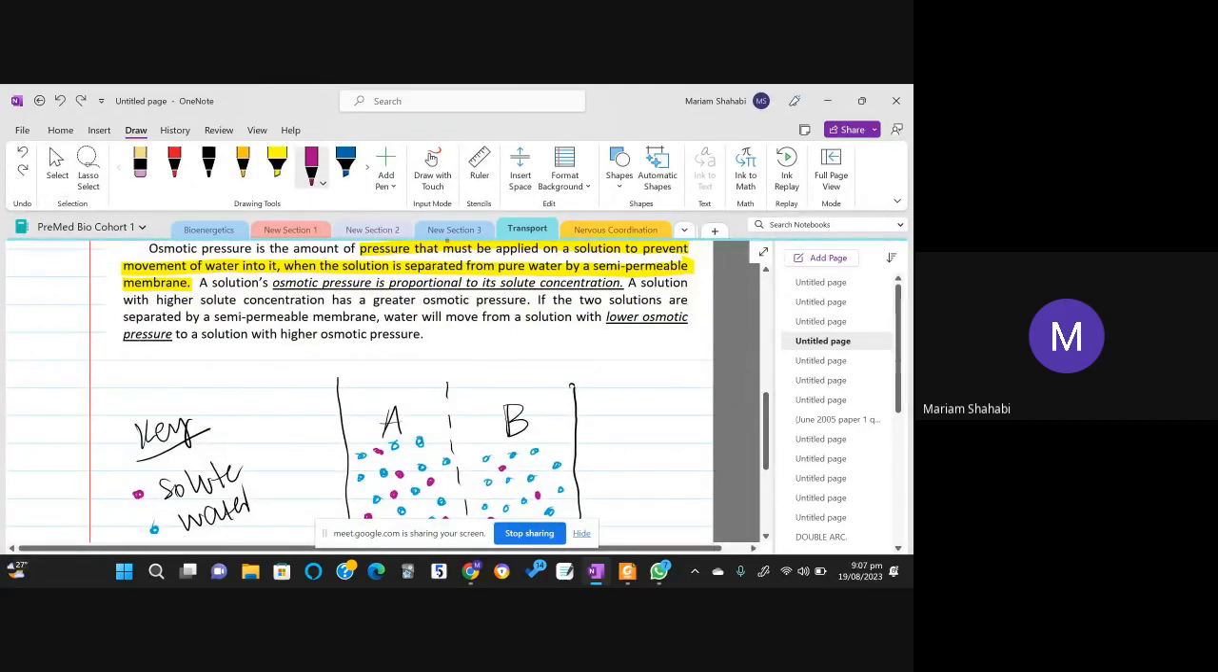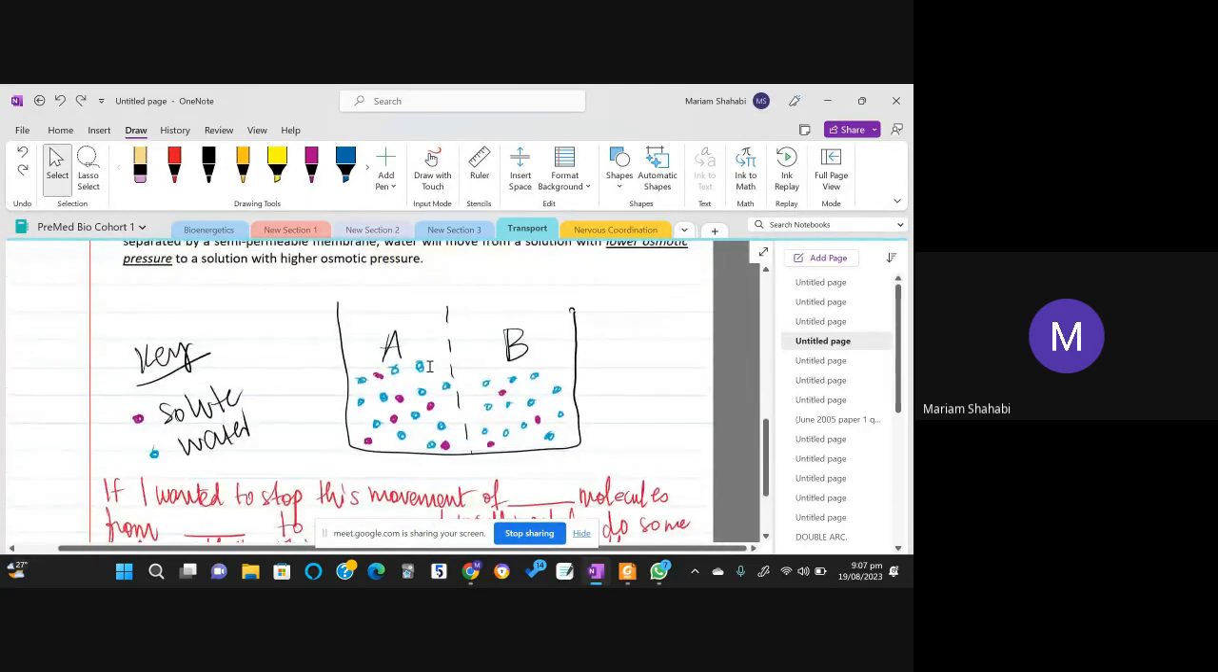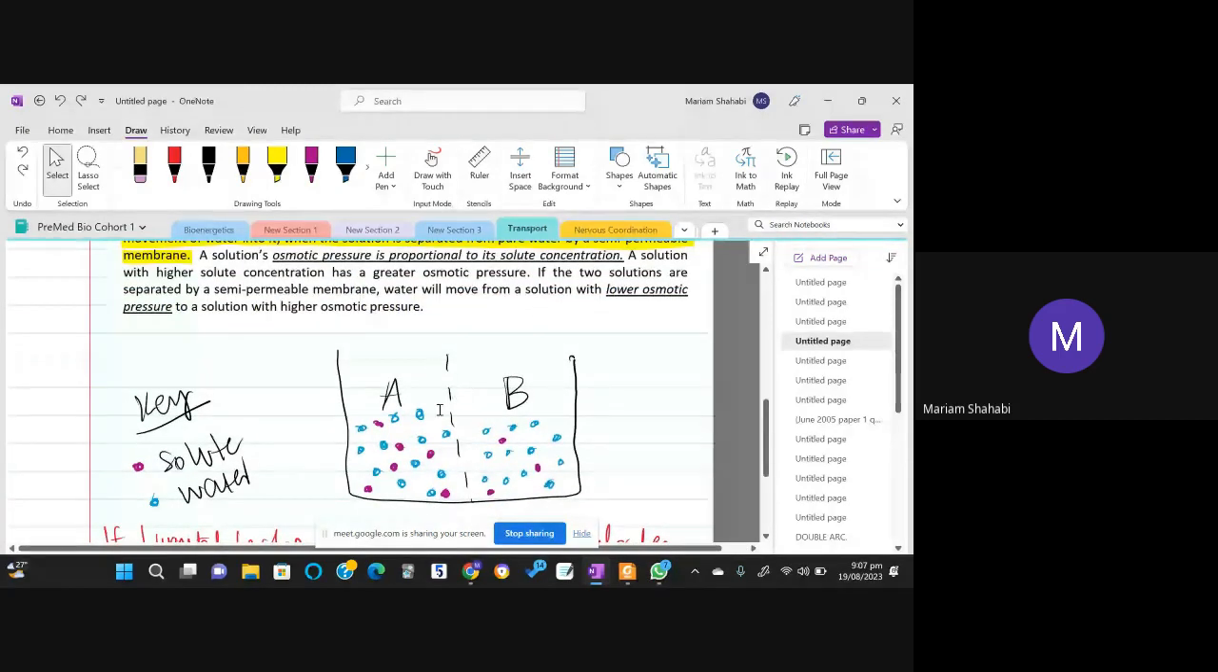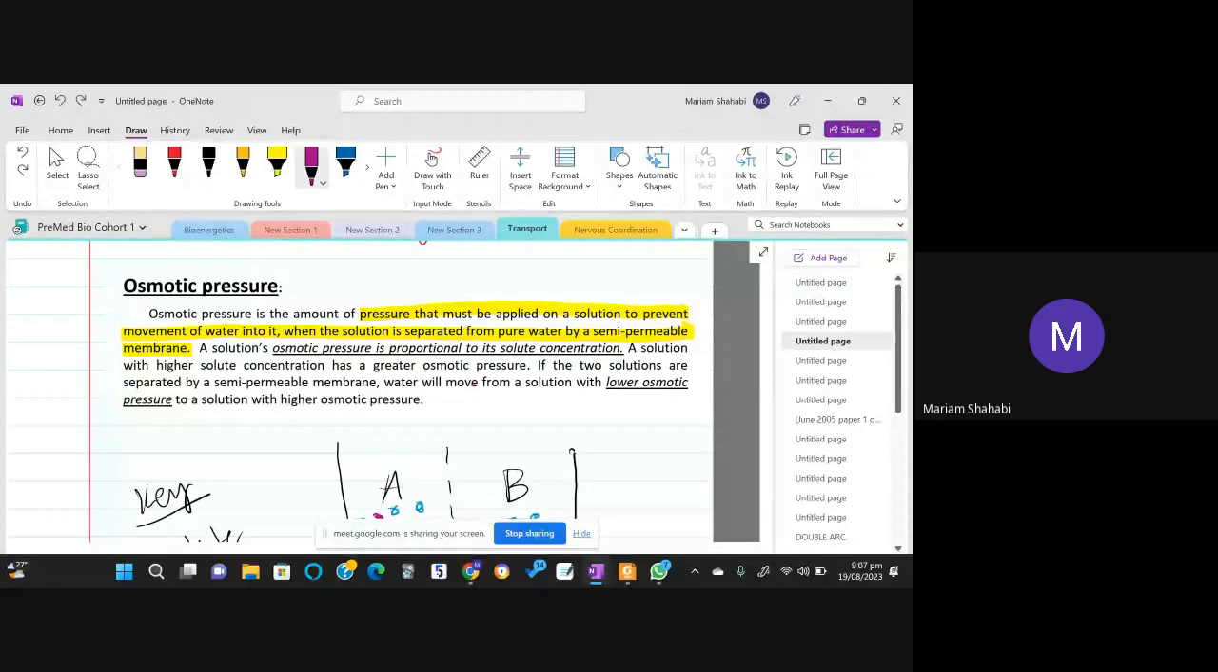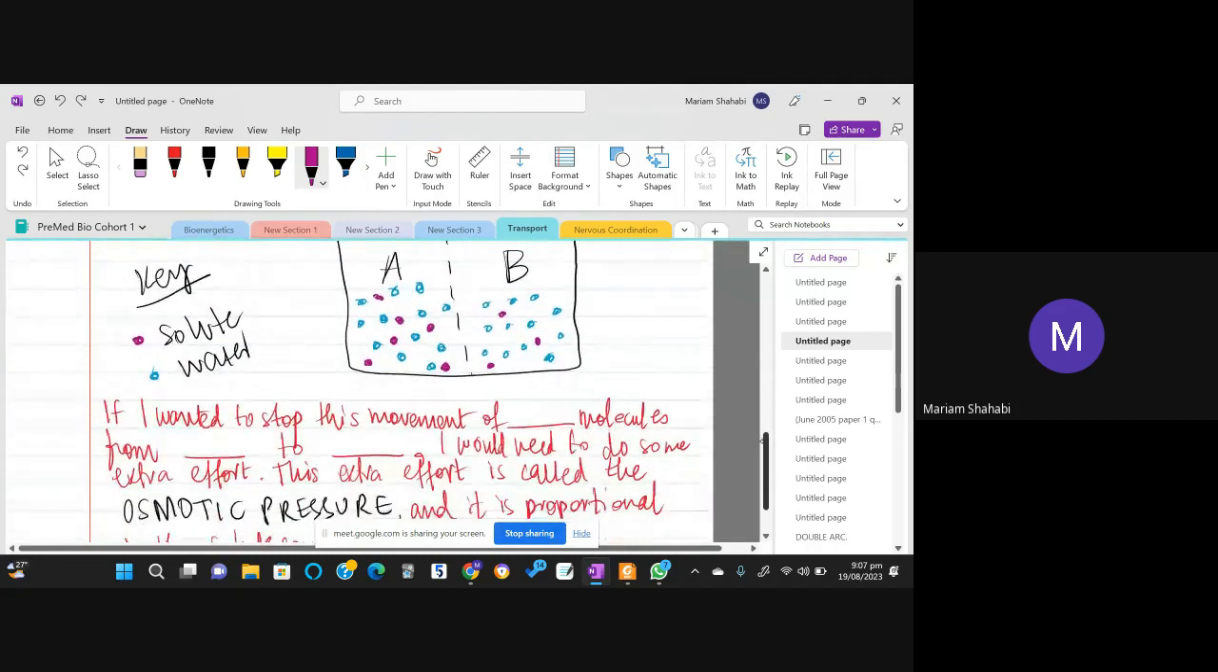The pressure that must be applied on a solution. कोई भी तरीका हो सकता है. I could do anything to the system to prevent this movement. तो अगर मैं कोई force लगा रही हूँ या कुछ भी extra काम कर रही हूँ to prevent this movement, तो उसकी numerical value है ये osmotic pressure. The pressure that must be applied to prevent the movement of water into it. सही है? मुझे extra काम करना पड़ेगा.